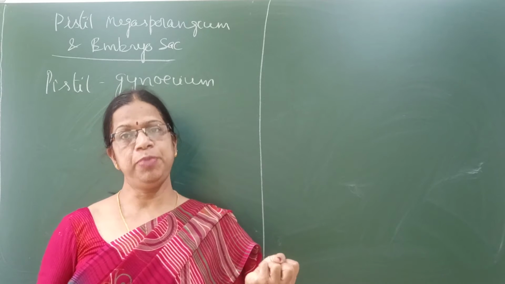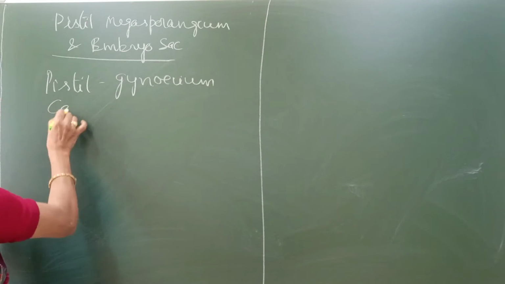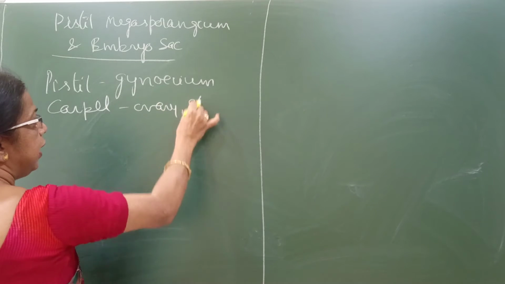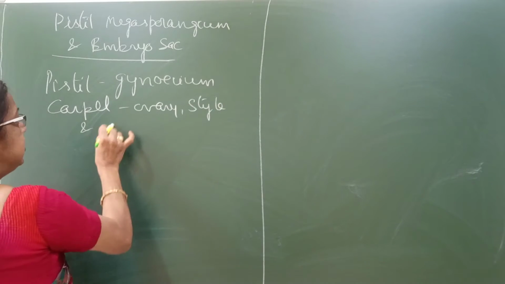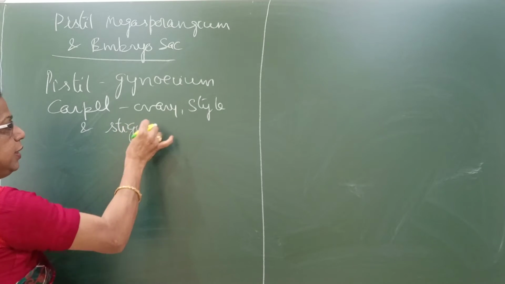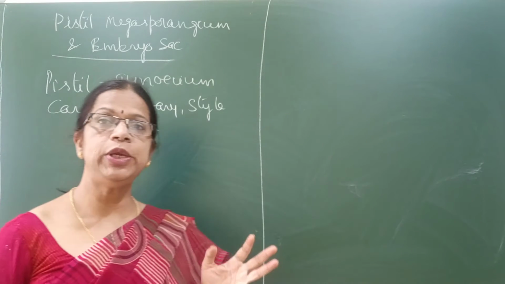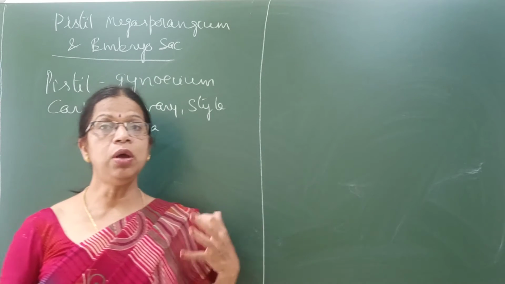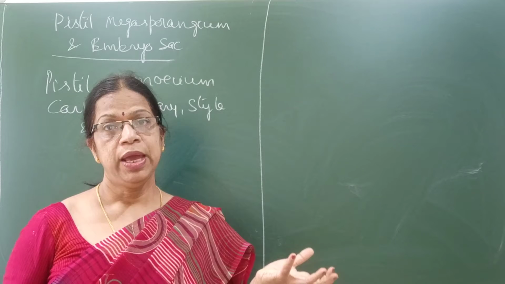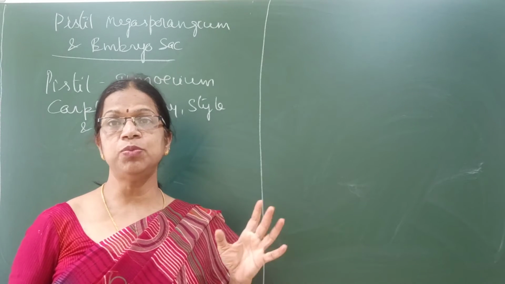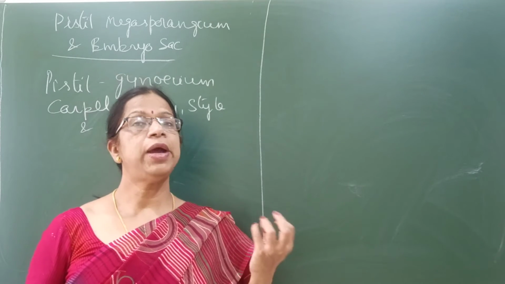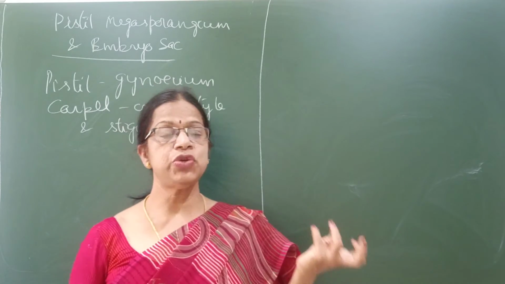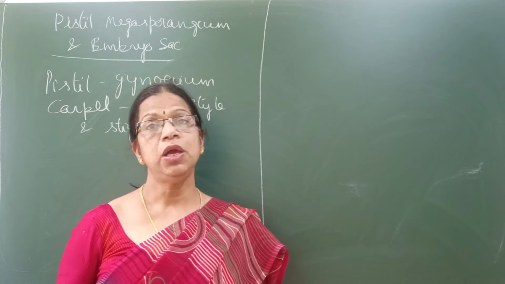Each carpel has three parts, that is ovary, style and stigma. In a gynoecium, there can be one or more than one carpel. If it is only one carpel, we call it the monocarpellary condition, like we find in many Fabaceae members. It can also be bicarpellary, tricarpellary or even multicarpellary.